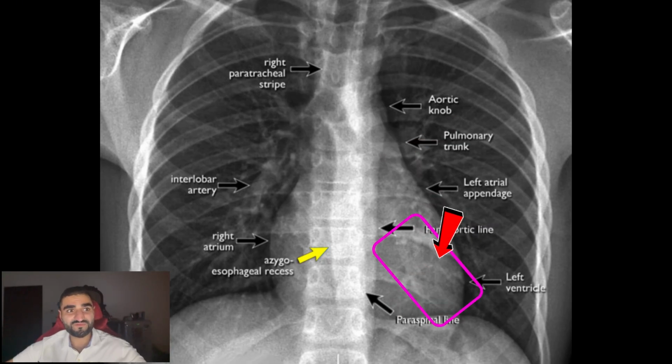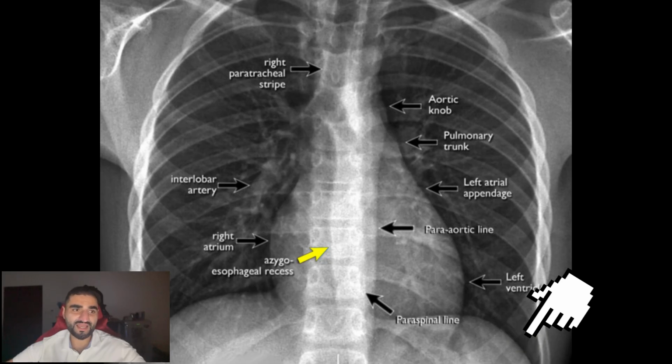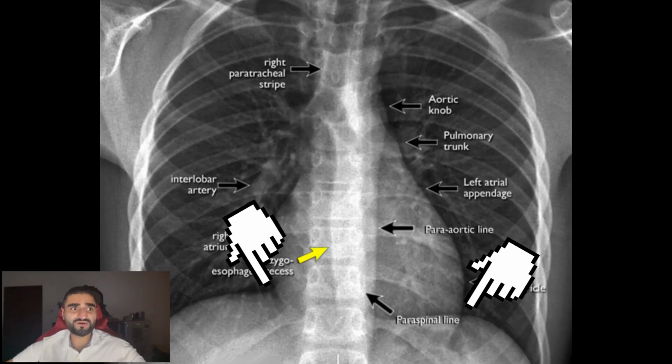This is the left ventricle. And you have here the right atrium. And this whole thing is the right ventricle. And you have the interlobular artery around here. You can see this is the costophrenic angle. And this is the cardiophrenic angle.